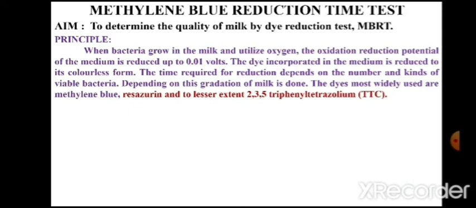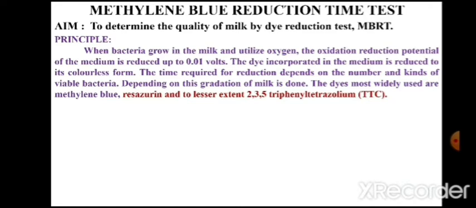The time required for reduction is directly proportional to the number and kinds of viable bacteria. If the microbial load is more, the time required for reduction will be less. If the number is less, the time required for reduction will be longer. That is the relationship, and that is the importance of this parameter, time.